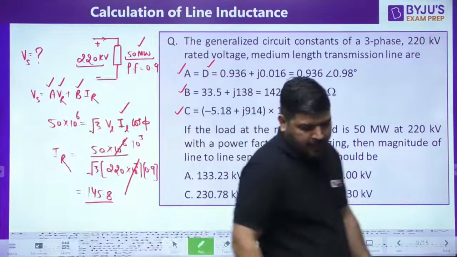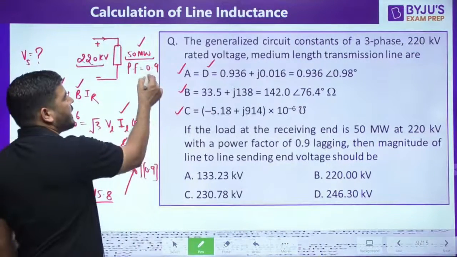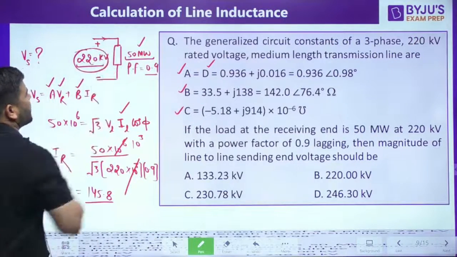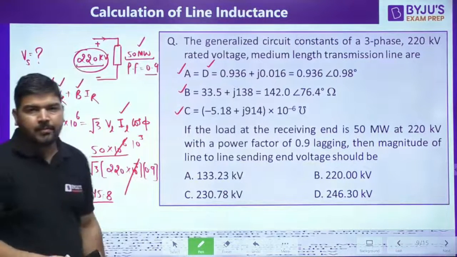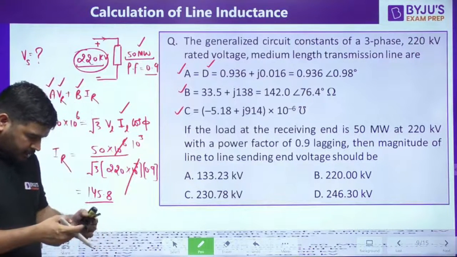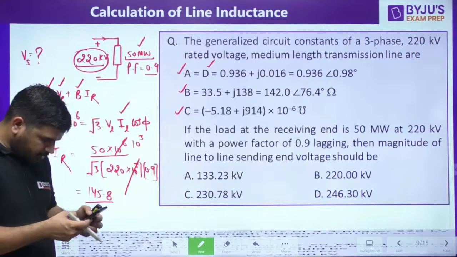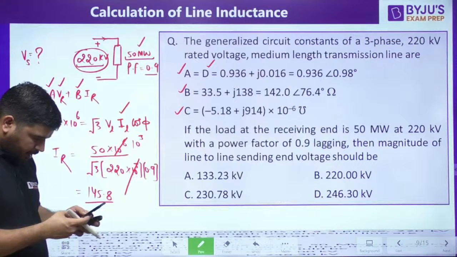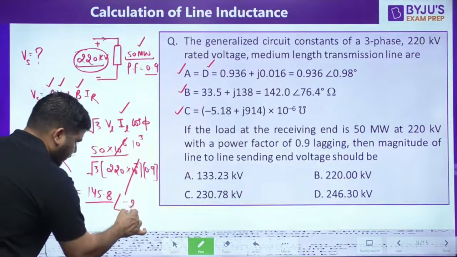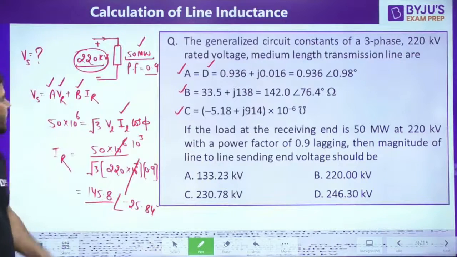So 145.8 is my receiving end current, but it has some angle, no? You can see that the power factor is 0.9 lagging. So what is the phase of this current? If you take the receiving end voltage at 0 degree, then what will be the phase of this current? It will be cos inverse of 0.9, and it came out to be 25.84. It means this current is lagging by 25.84. So we have calculated the current.